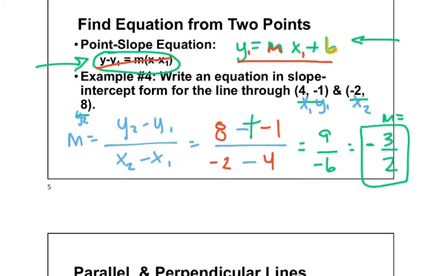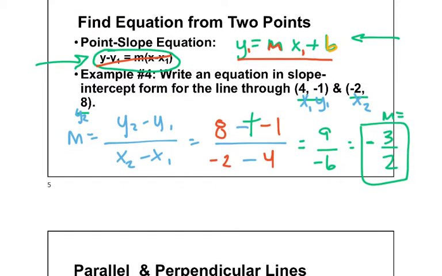So if we go through and solve this, that means that my y1 is going to be replaced with a -1. My slope is going to be replaced with -3/2. That's going to be multiplied by my x1, which is 4. And then we're going to add b to that. So in order to simplify, I'm going to take -3/2 and multiply by 4.